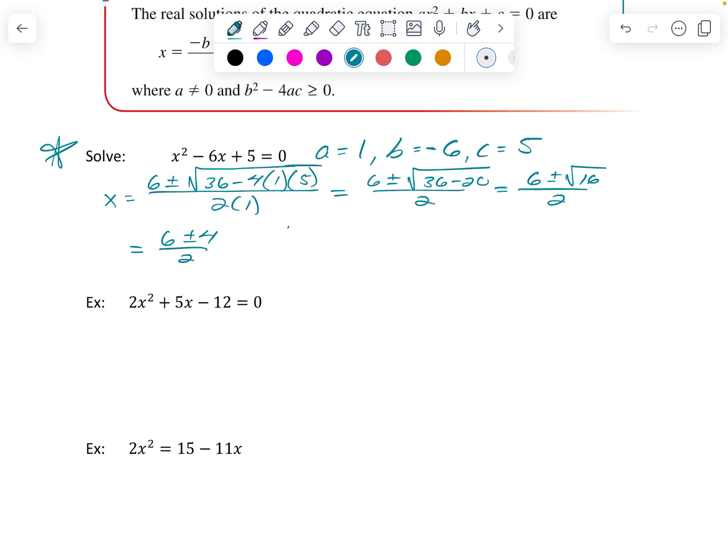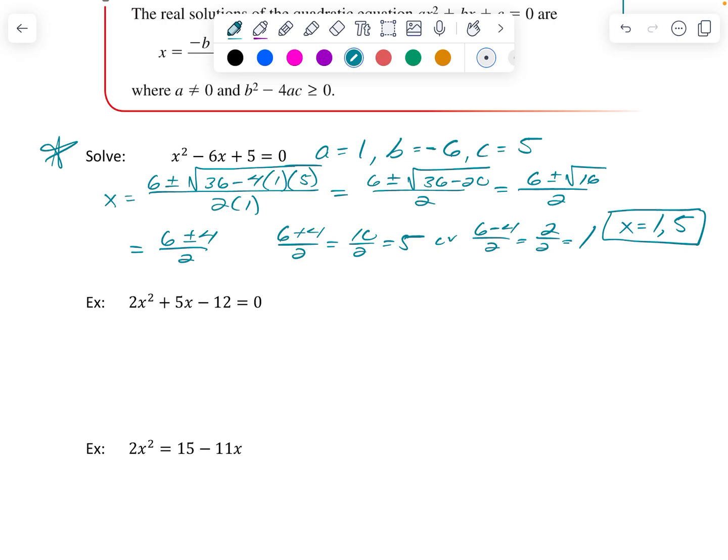And so we have to look at 6 plus 4 divided by 2, which is 10 divided by 2 or 5. Or it could be 6 minus 4 divided by 2, which is 2 divided by 2 or 1. So our final answers are x equals 1 and 5. And there we go.